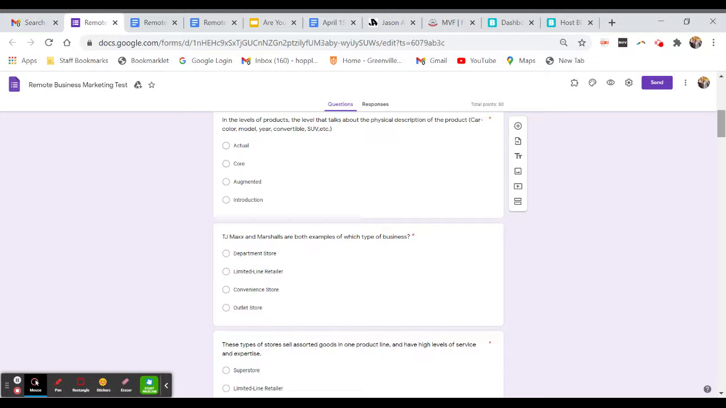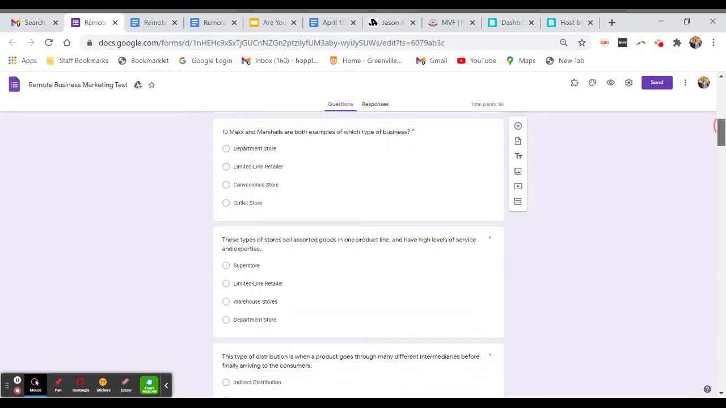In the levels of products, the level that talks about the physical description of the product, such as in a car, the color, model, year, convertible, SUV, etc. Is that actual, core, augmented, or introduction? TJ Maxx and Marshalls are both examples of which type of business? Department store, limited line retailer, convenience store, or outlet store.